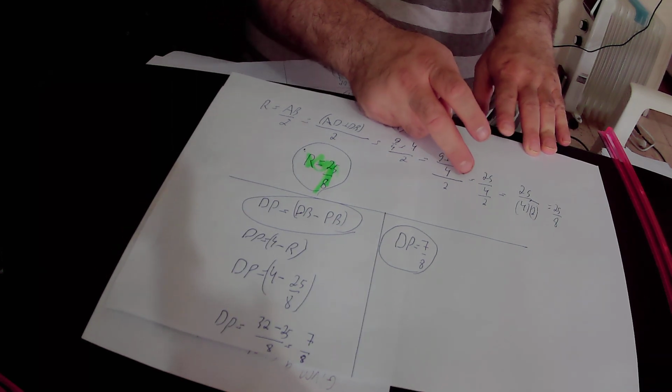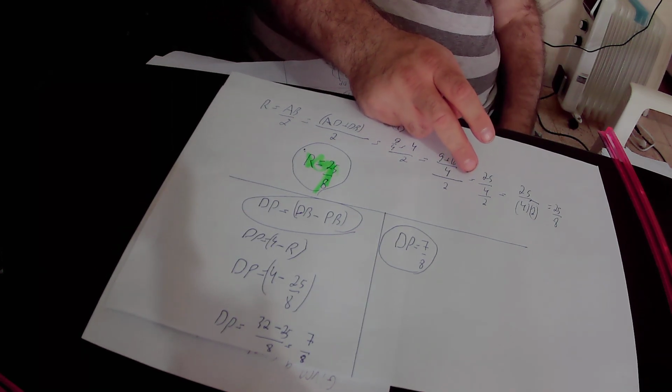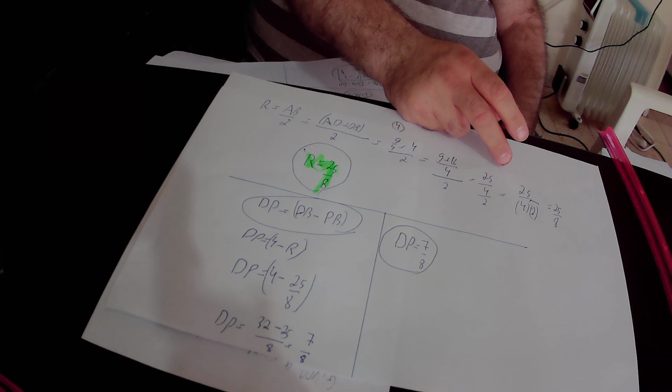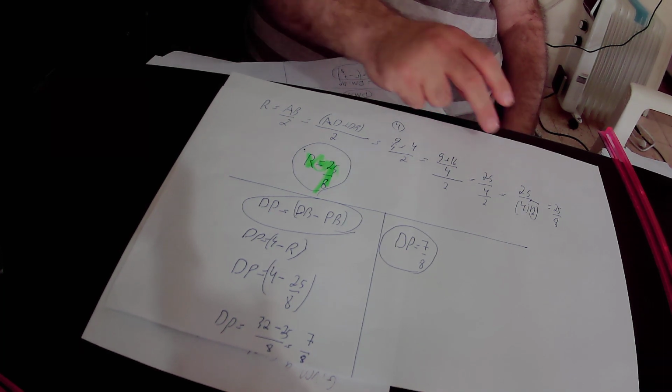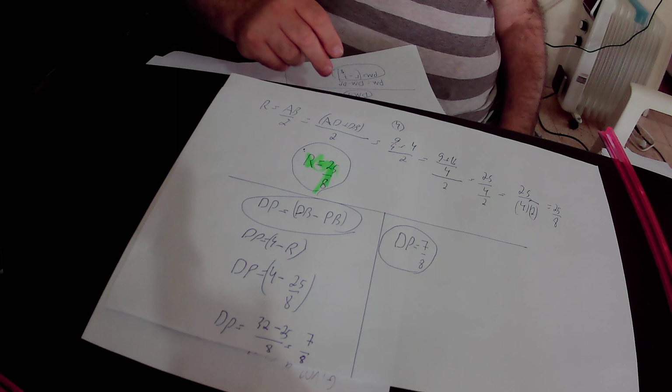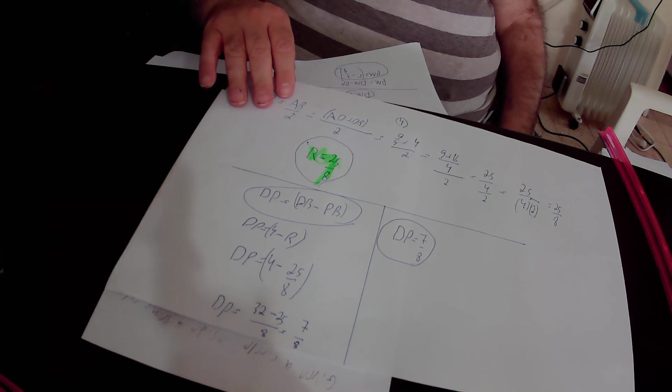We move the 2 to the denominator. We get 25 over 4 over 2. It is actually 4 times 2. 4 times 2 is 8. So in conclusion, we found out that the radius of the big circle, defined as capital R, equals 25 over 8 units. Okay.